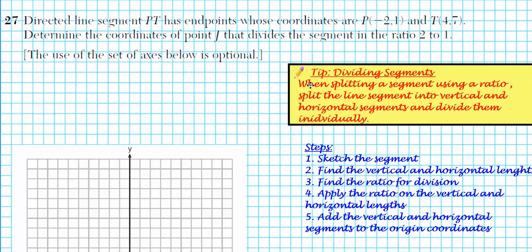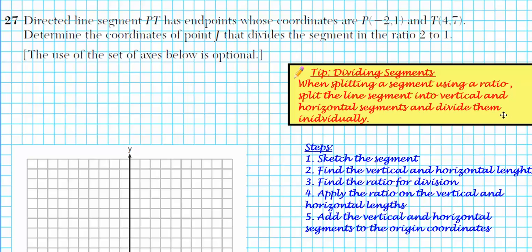All right, so a tip for dividing segments by a ratio. When you're splitting a segment using a ratio, it's always beneficial to split your segment into vertical and horizontal components and then divide those components respectively to determine what the coordinates of the division would result in, okay?